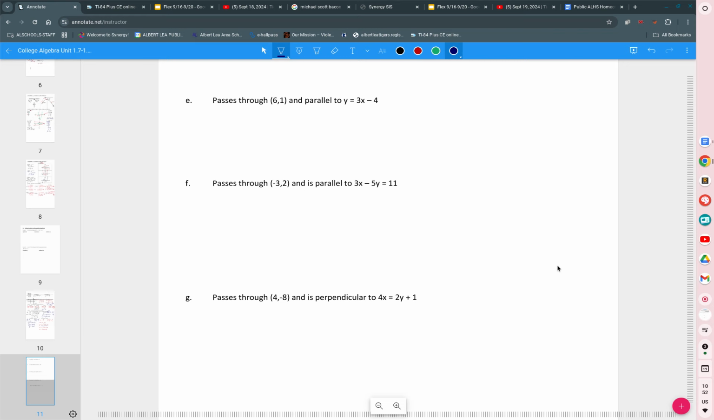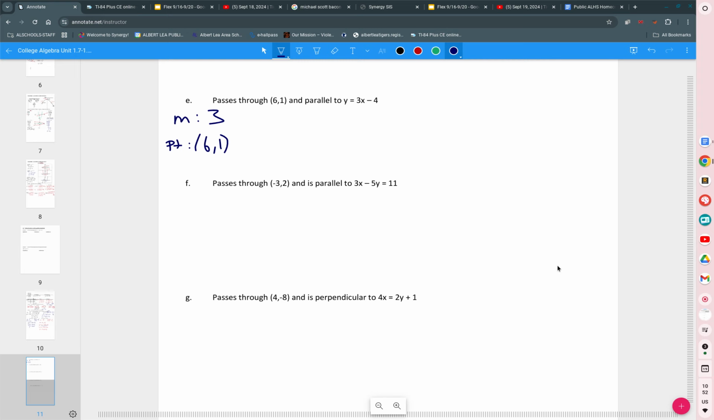Now I want to write an equation for a line that passes through (6, 1), and it's parallel to y equals 3x minus 4. So we always come back to this. As soon as we can get to slope and point, we're good to go. I know the coordinate is (6, 1), but it doesn't tell me the slope. It just tells me that it's parallel. Well, what is the relationship between the slopes of lines that are parallel? They're the same. The slope here is 3. Boom.